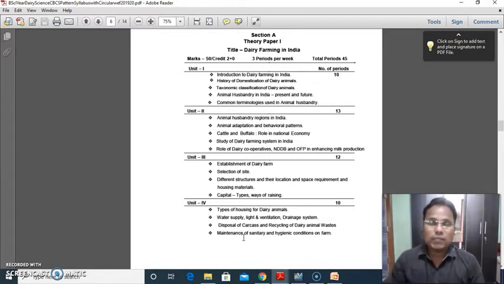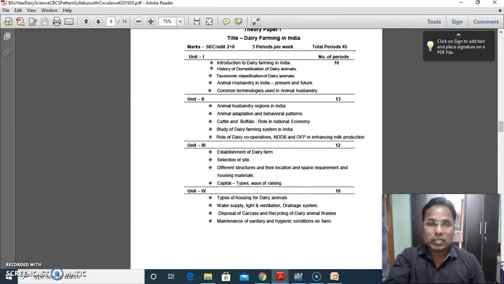So this is paper number 1, that is, dairy farming in India, and these are the 4 different units that are going to be studied in the coming lectures. Okay, let's see paper number 2.